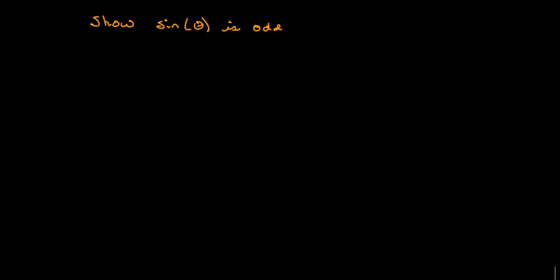Well, what we need to show, the definition of an odd function, is the following. It is that the sine of a negative angle is equal to negative sine of the positive version of that. When I say negative angle, I mean the negative of an angle. So if the angle was negative 30, that's a positive 30. So how are we going to do that?